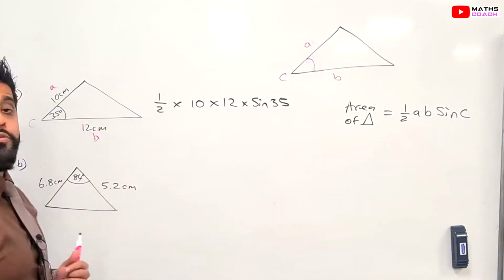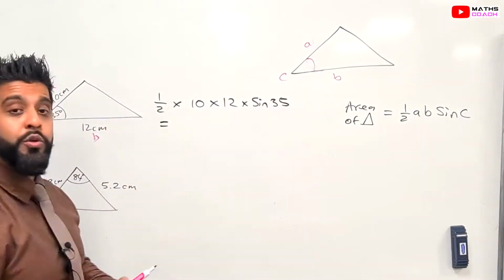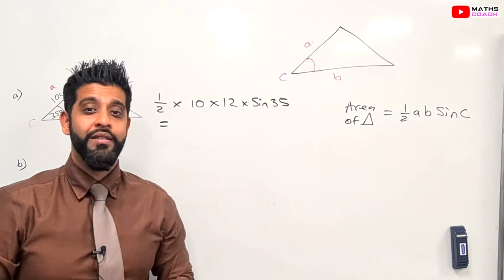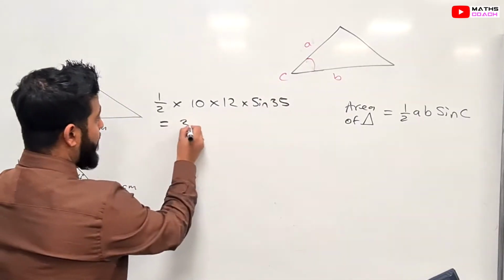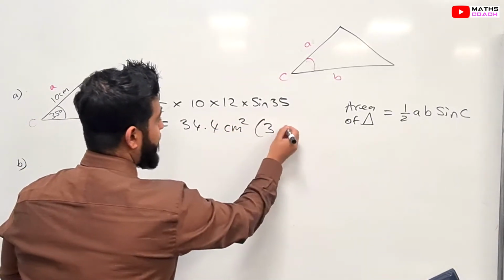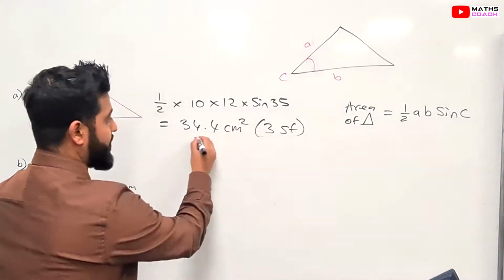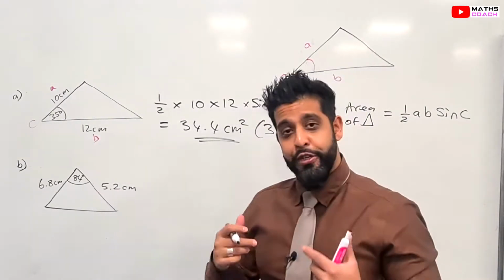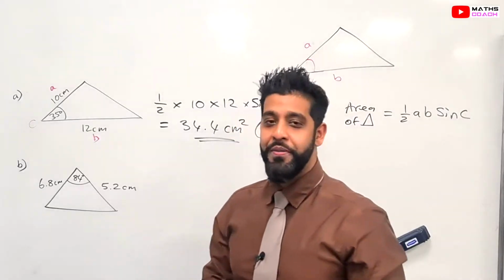And all you have to do is put that into your calculator and give it to an appropriate degree of accuracy. So go grab those calculators. And the answer to this is 34.4 centimeters squared, and that's to 3 significant figures. Why don't you copy this one and try this one yourself, and then press play again when you're ready to go through it with me.